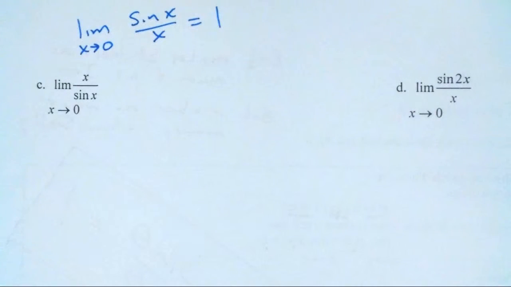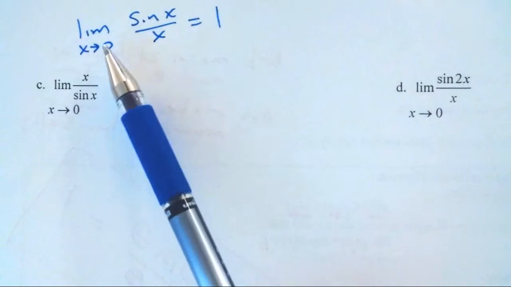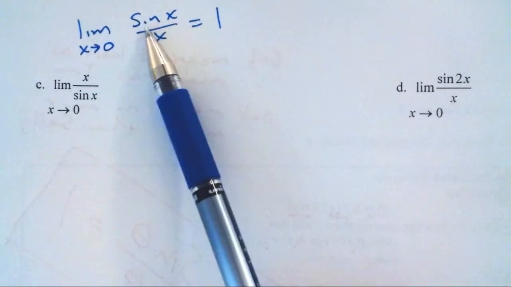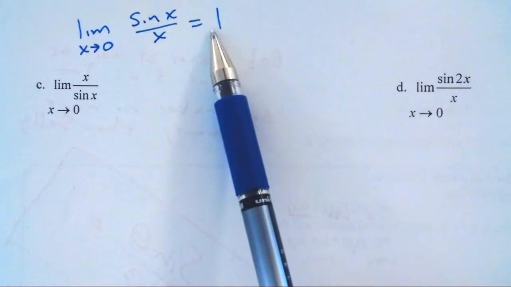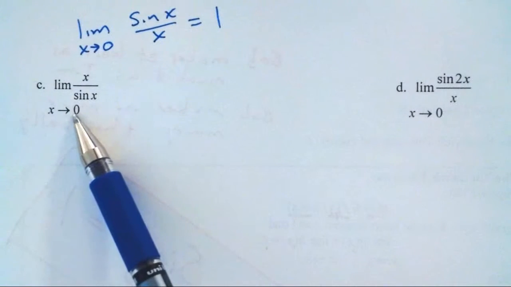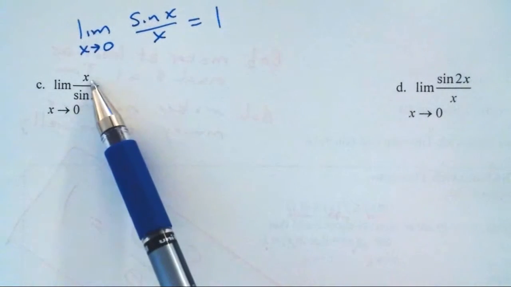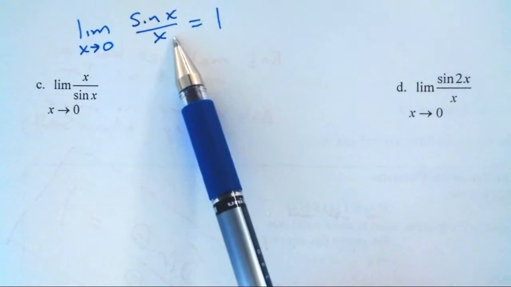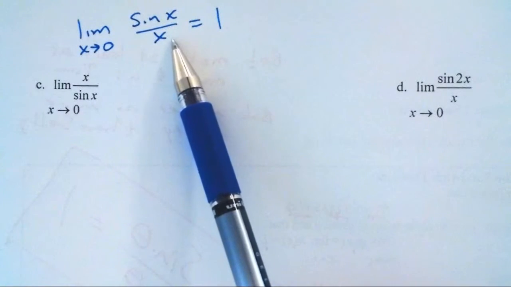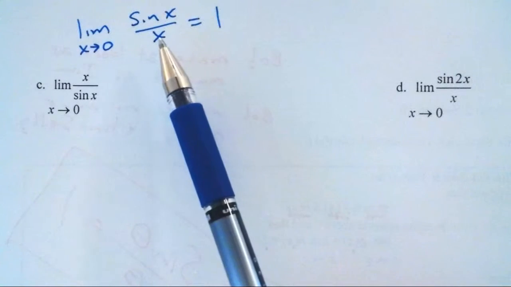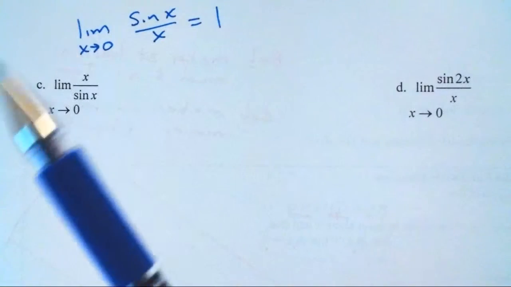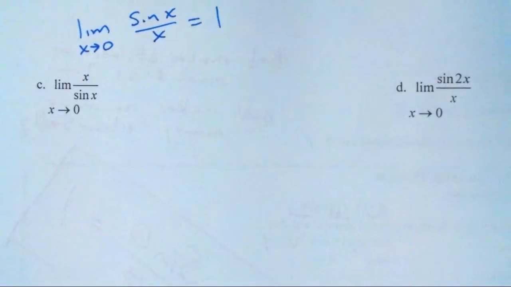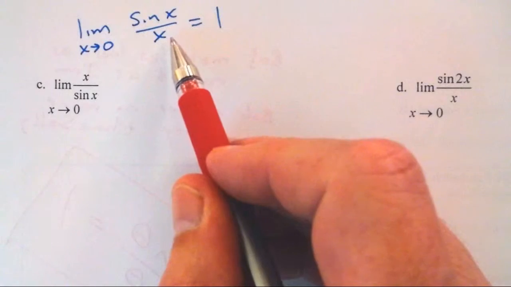Now, we could probably do some reasoning through this one. If the limit as x approaches 0 of sine of x on x is 1, what do you suppose the limit as x approaches 0 of x on sine of x is? Probably 1. And I think we could make that argument and get away with it. But I want you to understand my drive here. My drive is to get sine of x on x, because that's my only rule for this.